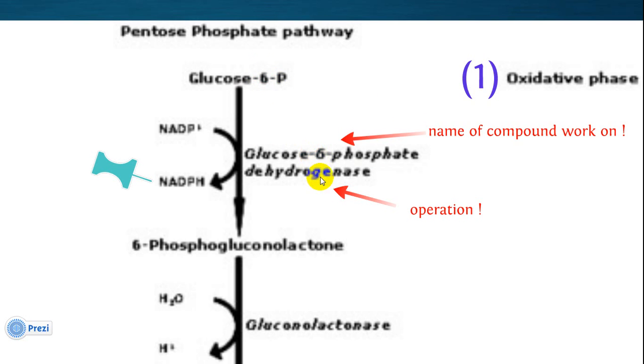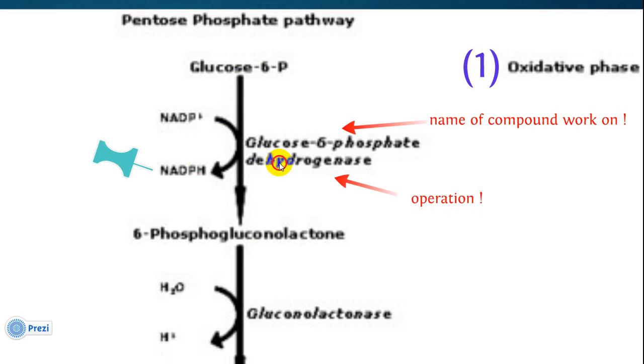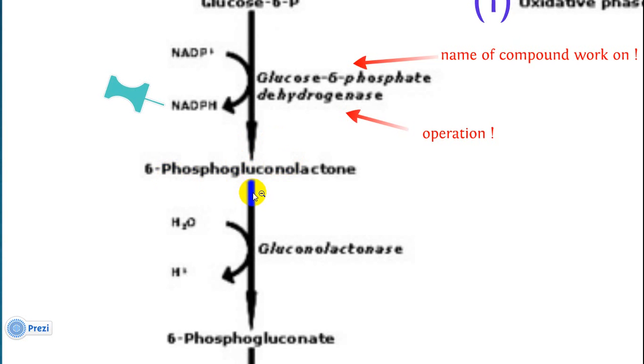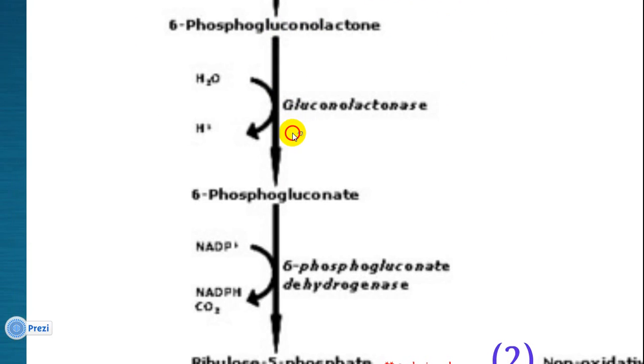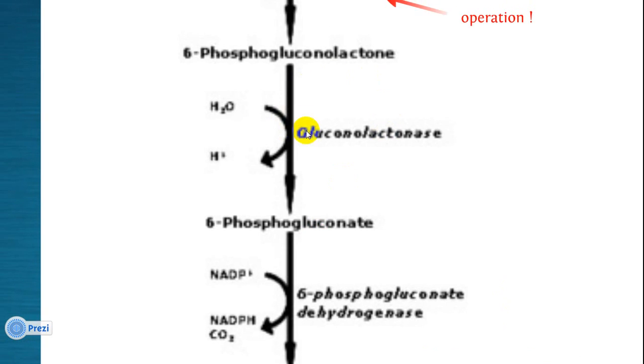Okay, the second part of the enzyme name is the function, the operation that the enzyme will do. Dehydrogenase: this enzyme will take an H plus from this compound and give it to NADP plus, to produce NADPH. This is the first NADPH that has been produced in this pathway. Now this compound, you don't need to know anything about it, it's not mentioned in the book. And here we will have 6-phosphogluconate. I just skipped this part because it's not mentioned in the book, so it's okay.